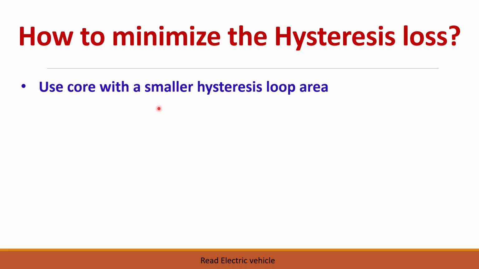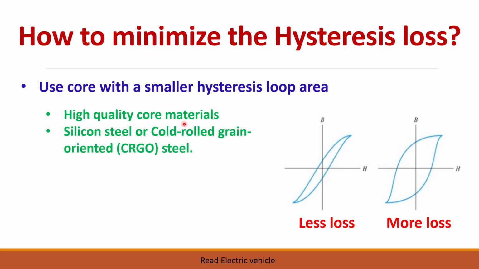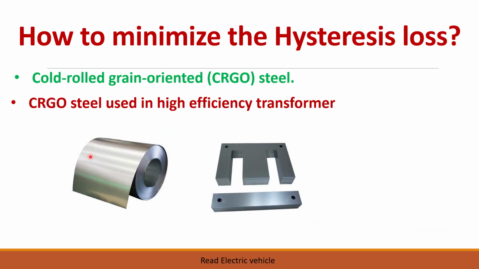So how to minimize this hysteresis loss? We have to use a core with a smaller hysteresis loop area, because we have seen that the area inside the loop represents the loss. So if you have a smaller loop, you will get low loss, and if you have a wider loop, you will get more loss. So always prefer high quality core material. Normally cold rolled grain oriented steel will be preferred for high efficiency transformers. You can see this is the CRGO steel.